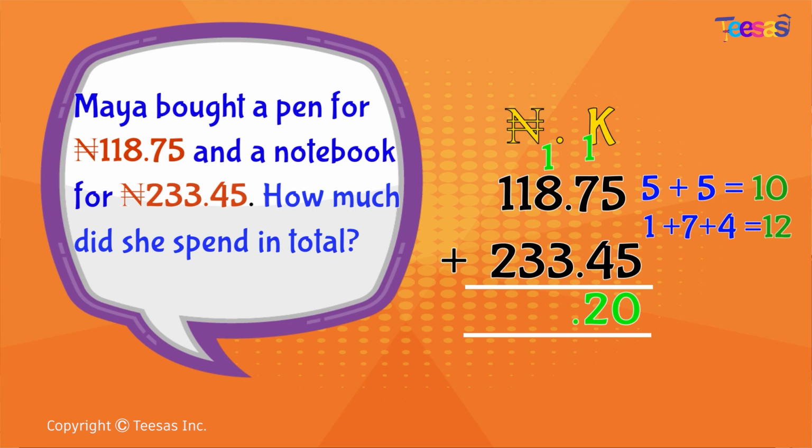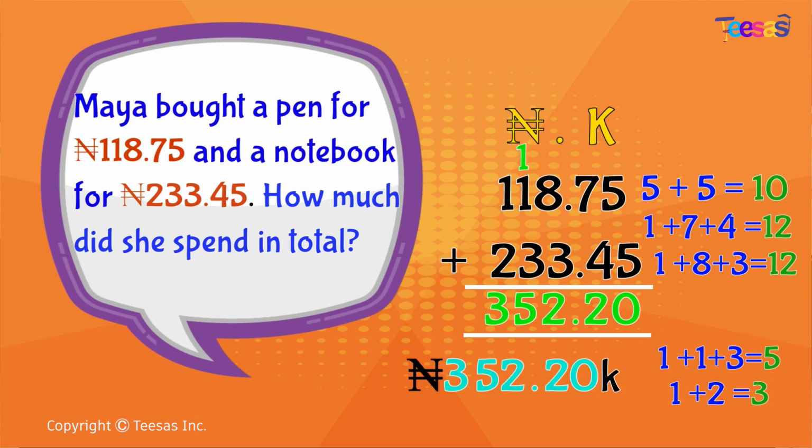Place the decimal points in the right position. Add 1 plus 8 plus 3. This gives 12. Write 2 and carry 1. Add 1, 1 and 3. This gives 5. Lastly, 1 plus 2 is 3. The answer is 352 naira 20 kobo. So, Maya spent 352 naira 20 kobo in total.